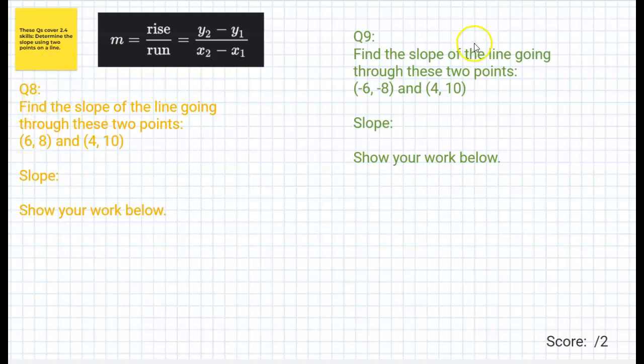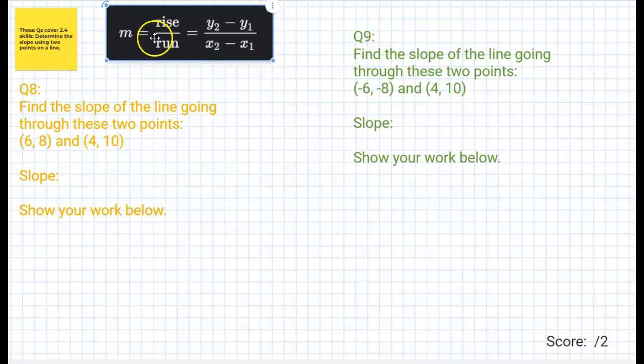For questions 8 and 9, you're calculating the slope of the line that goes through the 2 points. In number 8, you're calculating the slope of the line that passes through points (6, 8) and (4, 10). And in question 9, you're calculating the slope of the line that goes through the points (-6, -8) and (4, 10). You may do this by graphing the points in Desmos and then counting rise over run, or you may use the slope formula that's right here.